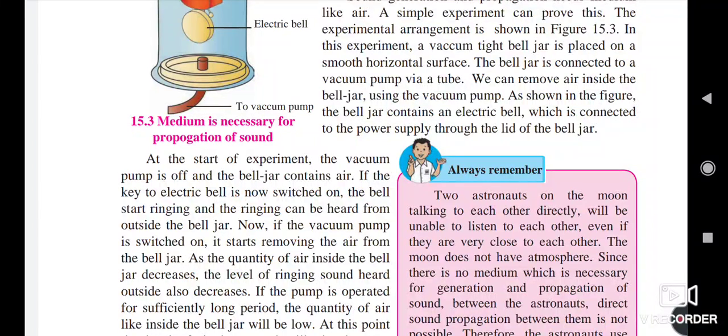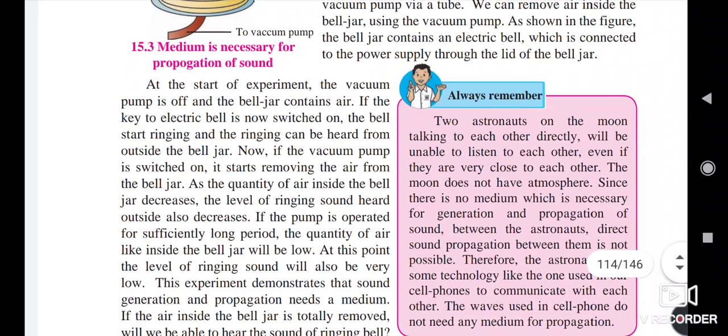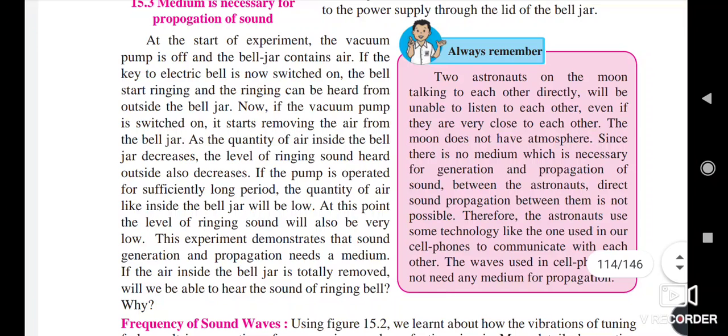If the pump is operated for a sufficiently long period, the quantity of air inside the bell jar will be low. At this point, the level of the ringing sound will also be very low. The experiment demonstrates that sound generation and propagation need a medium. If the air inside the bell jar is totally removed, we are not able to hear a sound.